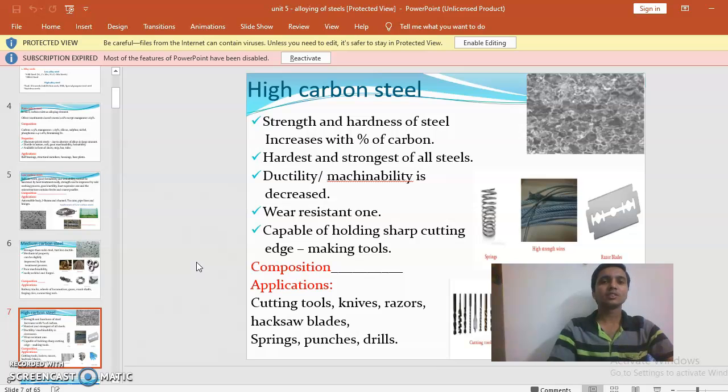It has great strength and high hardness, which increase with the carbon, and you can look here at the microstructure of high carbon steel and some of the applications of high carbon steel: cutting tools, razors, hacksaw blades, springs, punches, and drills. These are the general applications of high carbon steel. You can look at the picture of a spring, a blade, and other pictures you can see here.